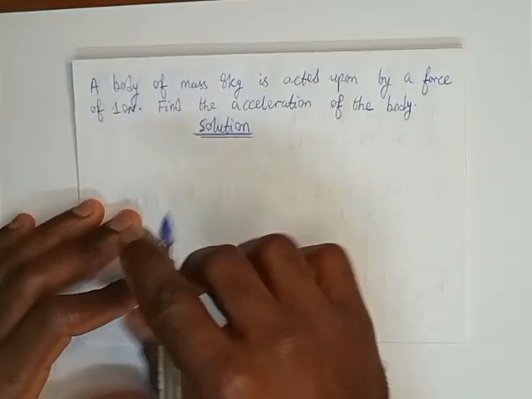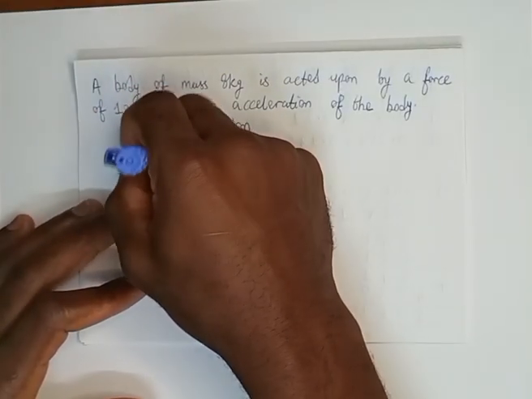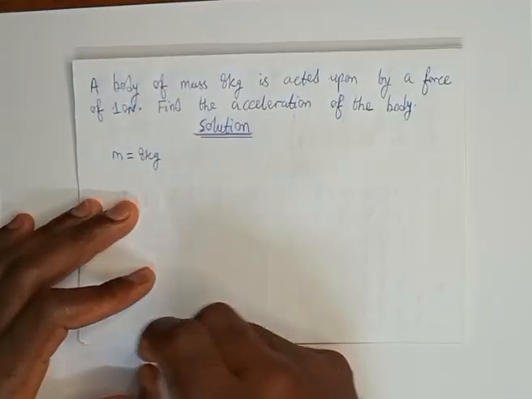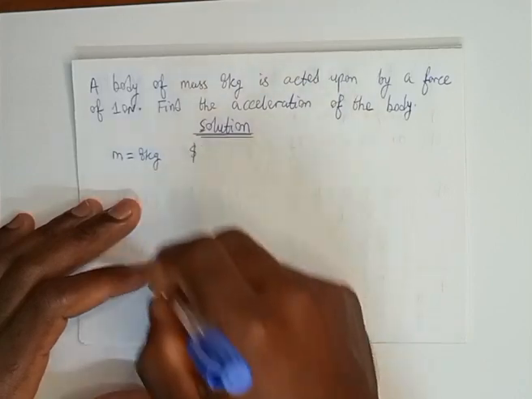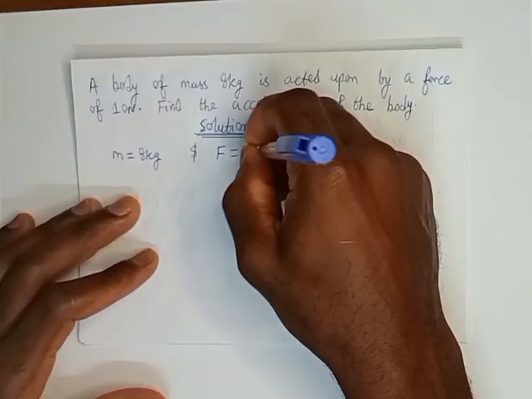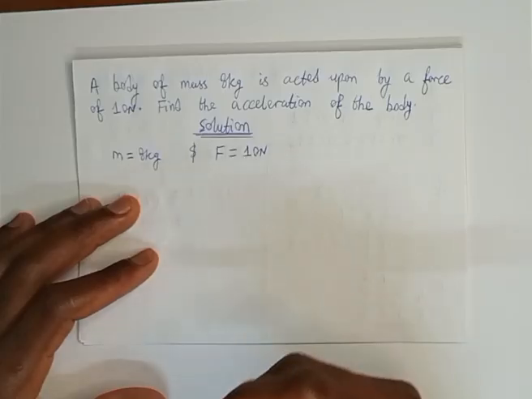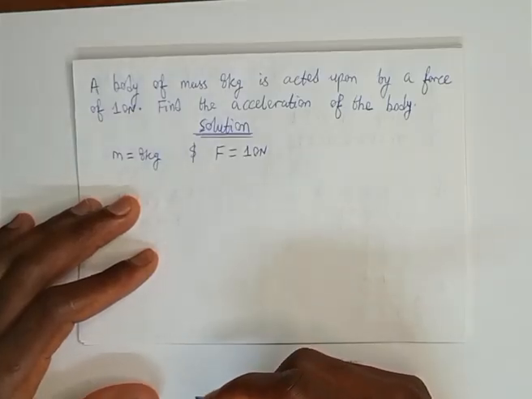In this question, we have been given the mass of the body, M equal to 8 kg, and the force which acts upon the body, F equal to 10 newtons. We are required to find the acceleration of the body.